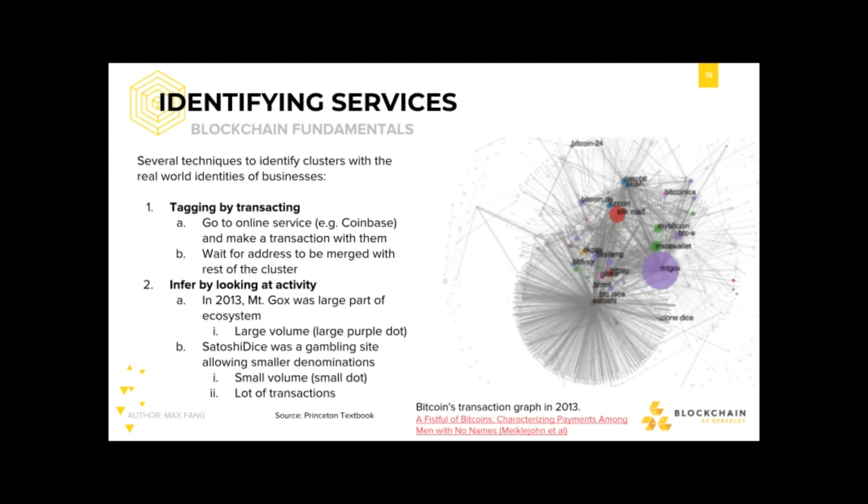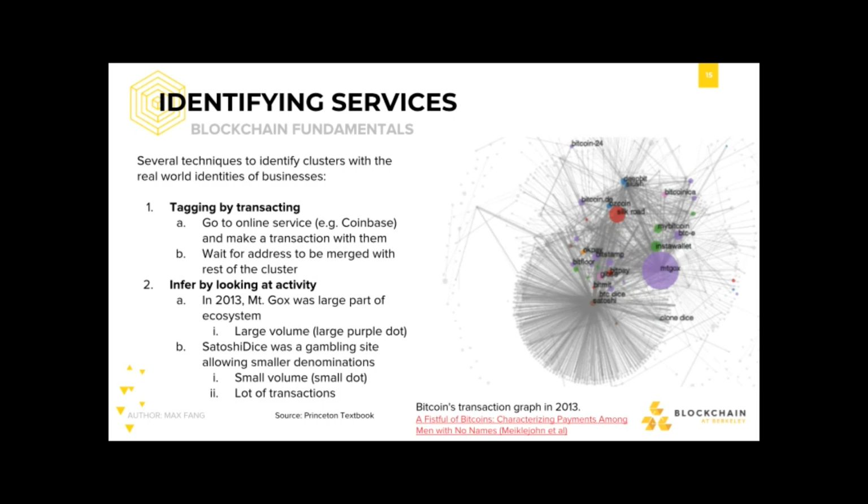We talked about the different heuristics. Now let's talk about several techniques you can use to identify which cluster is who. One is tagging by transaction. I could go to Coinbase and make a few deposits and a few withdrawals. I know the amount that I deposited and the public address that I deposited from. Now I just wait for it to show up in this cluster. Once I see it, I know all the different addresses associated with Coinbase, and I can figure out which of these circles Coinbase could be.